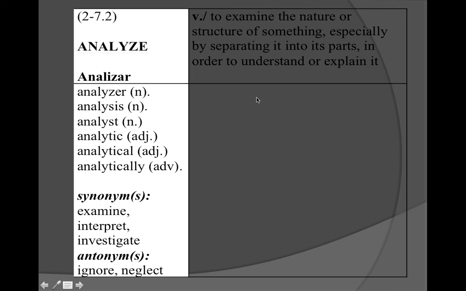All right, English 2 students, today's word has been analyze. Go ahead and complete your flashcard. Okay. Write your own sentence, include the visual, and don't forget to copy the sentence of the day on the back of your flashcard. Have a great time studying and analyzing your vocabulary.